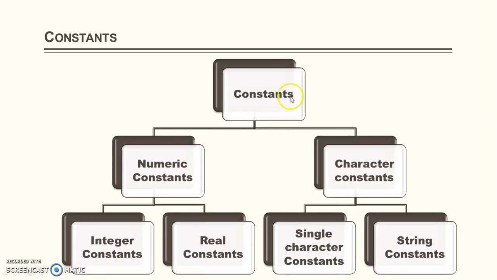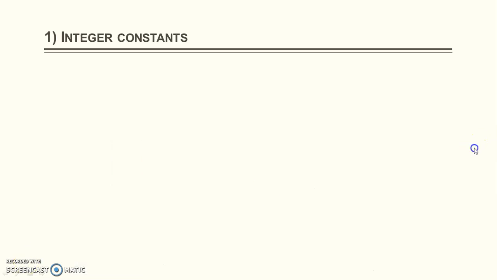So these are the different types of constants, like the numeric constant and the character constant. Numeric constants have two types: integer or real type constants, whereas the character constant is divided into a single character constant as well as a string constant. So next, let's discuss the integer constant.